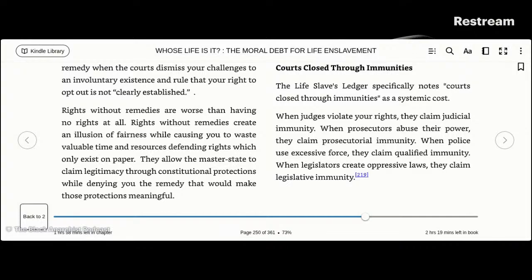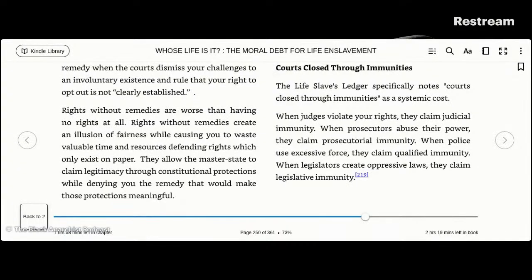Rights without remedies are worse than having no rights at all. Rights without remedies create an illusion of fairness while causing you to waste valuable time and resources defending rights which only exist on paper. They allow the magistrate to claim legitimacy through constitutional protections while denying you the remedy that would make those protections meaningful.